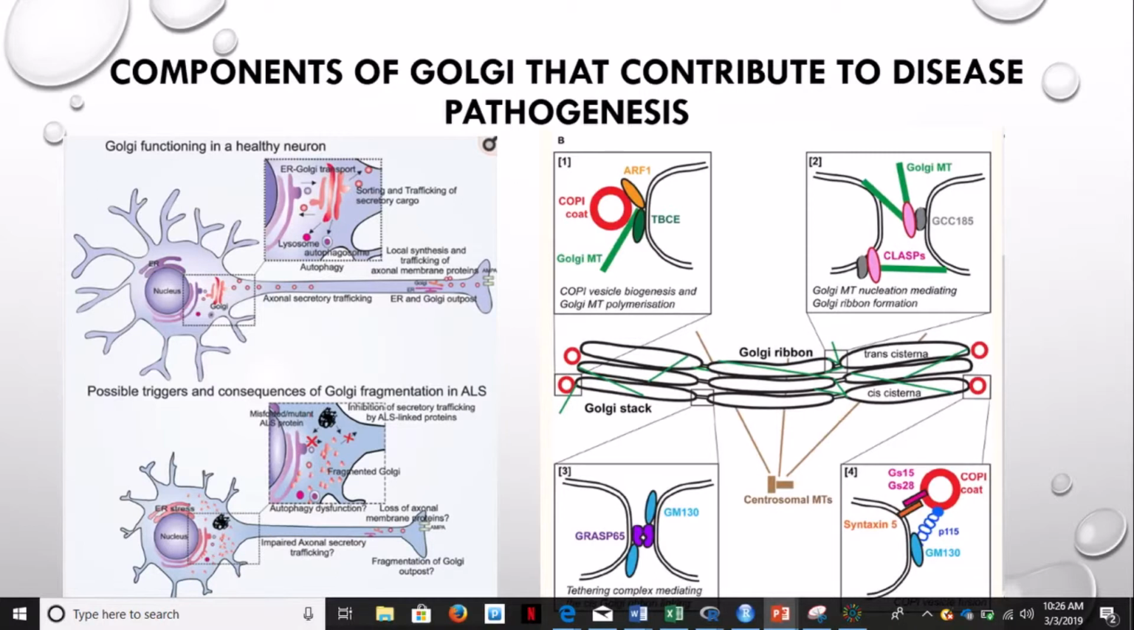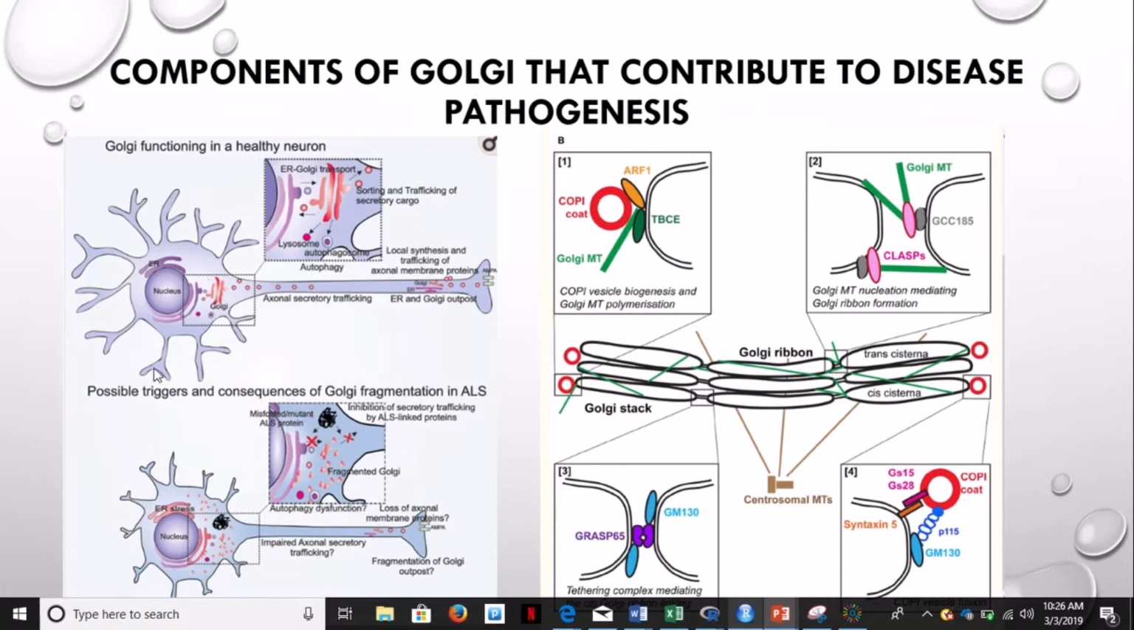So I wanted to show this picture here and talk about the key components. We already learned about the Golgi and how it functions to transport, forming its ribbon. It's key to the post-translational modifications of proteins. Here on the left-hand side, I just wanted to show a normal neuron. Dr. Zito mentioned in one of her presentations the Golgi outpost.